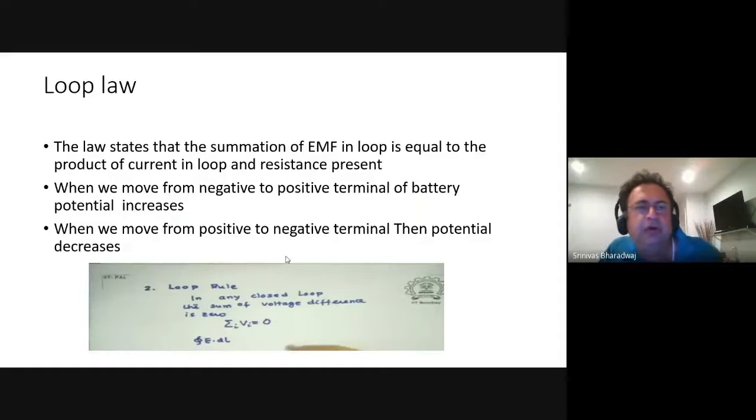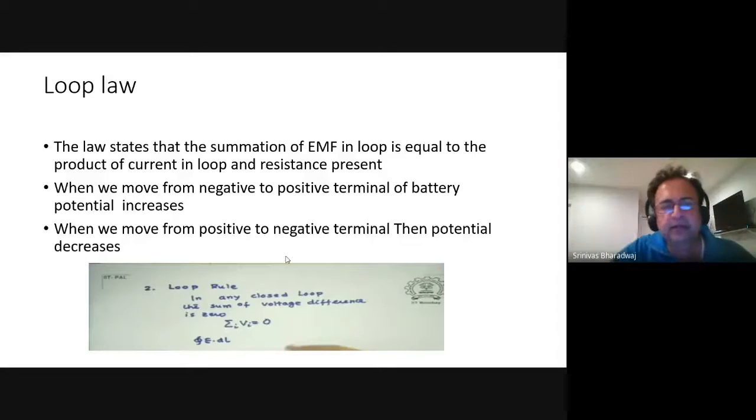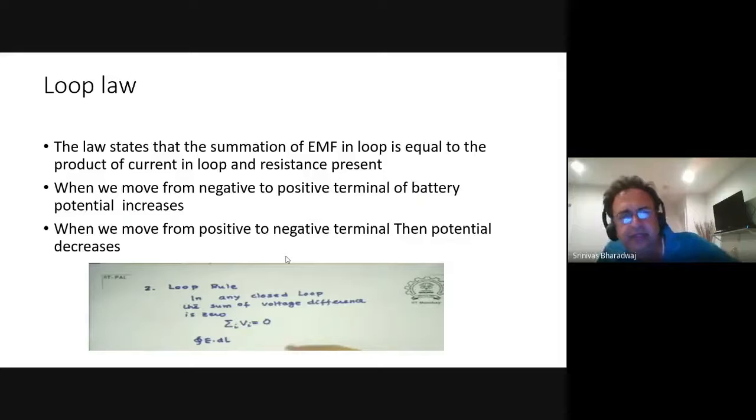Now the loop law states that the sum of the EMFs in a loop is equal to the sum of the product of the current in the loop and the resistance present. So V minus IR, right? If you sum all the EMFs and subtract the IRs: when you move from negative to positive, you increase, so you say plus, and when you go across a resistance and the current convention is this way, you say minus I times R, right?